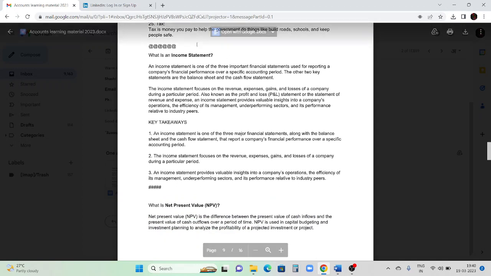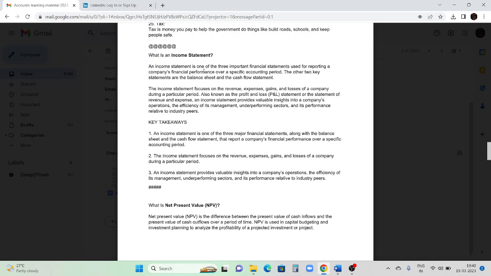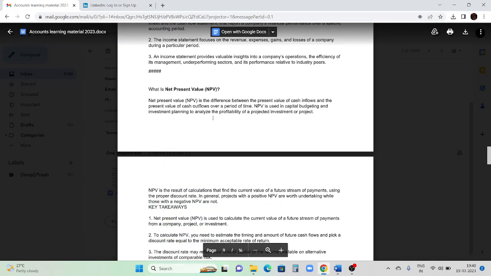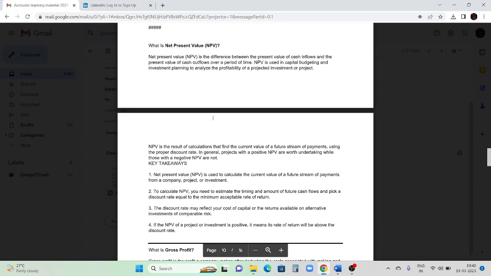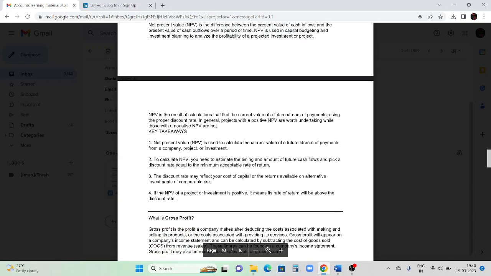The next topic which is mentioned is income statement. The income statement is one of the three most important financial statements used for reporting a company's financial performance over a specific accounting period. Okay, and they have mentioned net present value: the difference between the present value of cash inflows and the present value of cash outflows over a period of time. It is used in capital budgeting and investment planning to analyze the profitability of a projected investment or project.